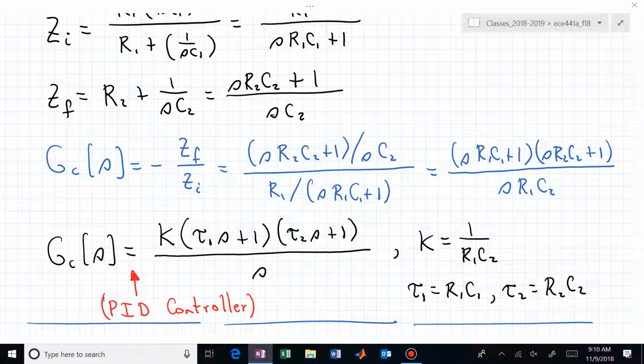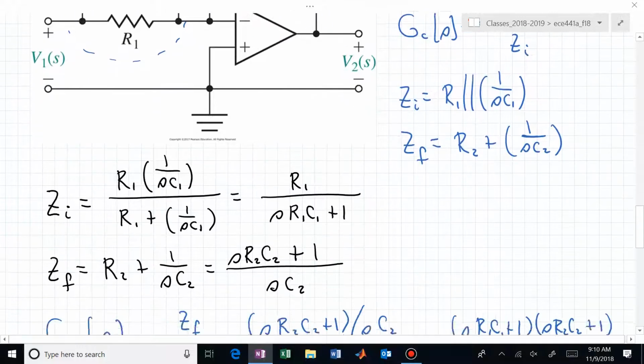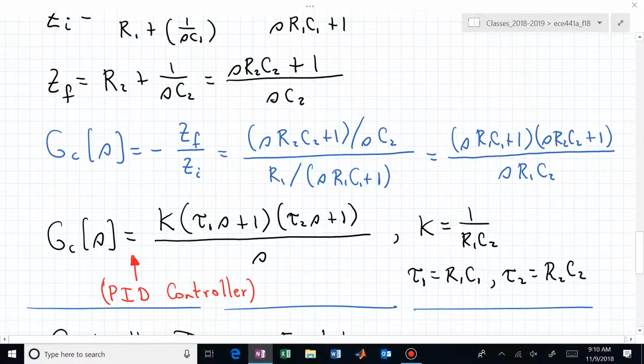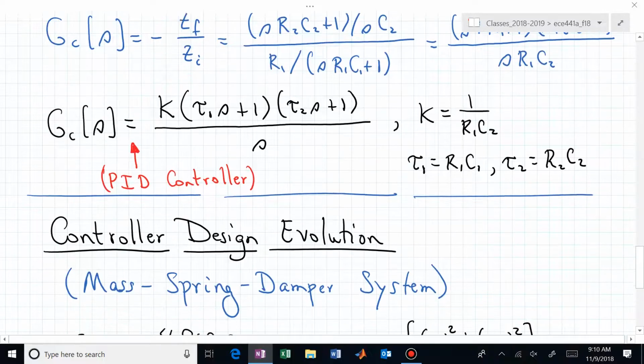Hopefully now, when somebody says G sub C of S, you have a better feel for what that means. Now you can say, oh, that's an op-amp circuit that I can create and select. You now have 4 parameters, and you essentially have 3 variables that you're selecting, a gain and 2 zero locations. Again, the pole here is fixed at the origin.